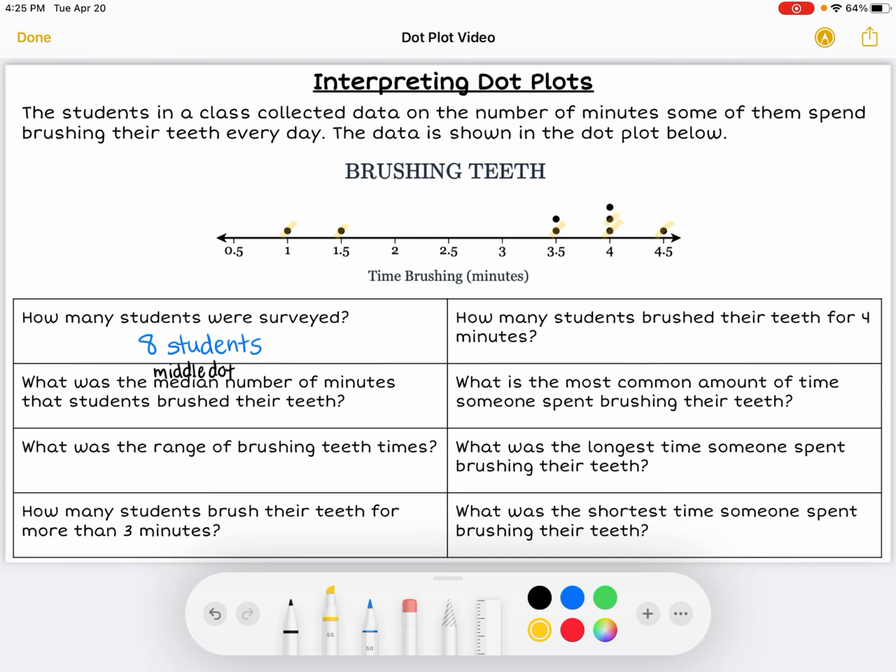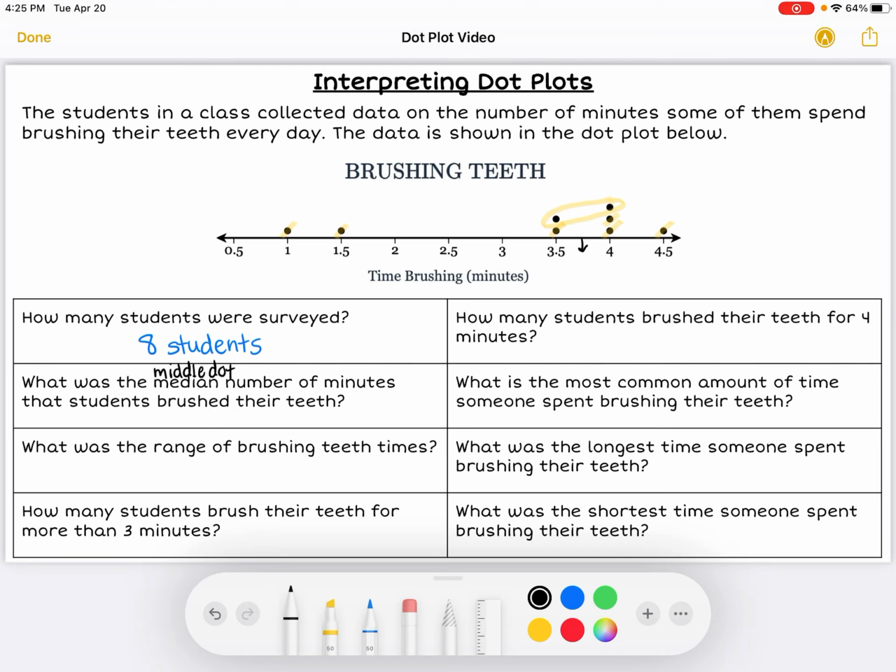Now I'm actually left with 2 dots in the middle. Sometimes you're left with 1 dot. If you're left with 1 dot in the middle, then whatever number that dot is at is your median. In this case, we have 1 dot at 3.5 and 1 dot at 4. So that means we need to find the number that is in between 3.5 and 4. That will be our median. So if you get 2 dots that are at different numbers, you have to find what number is in the middle of 3.5 and 4.